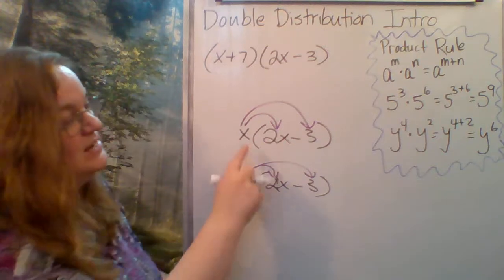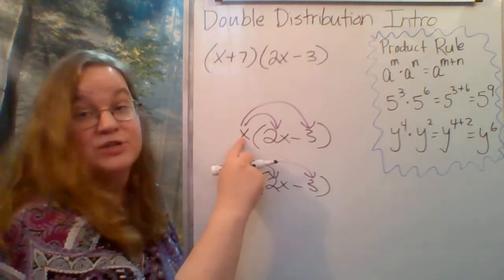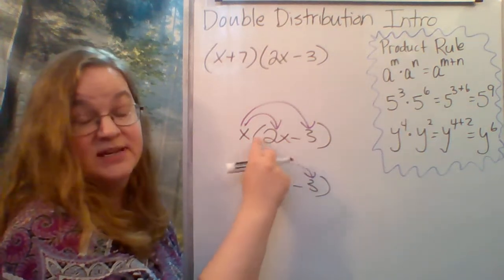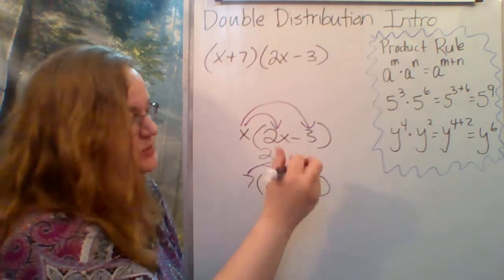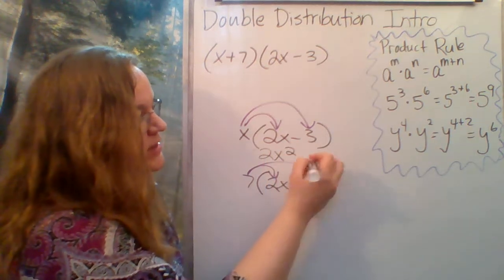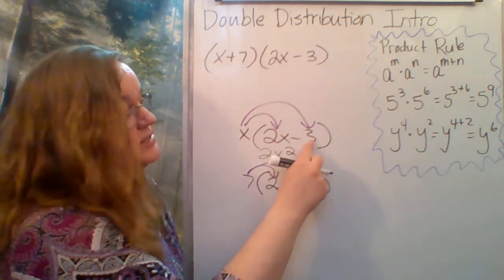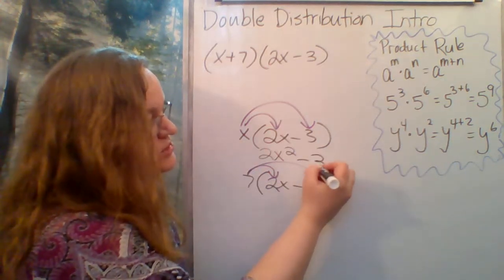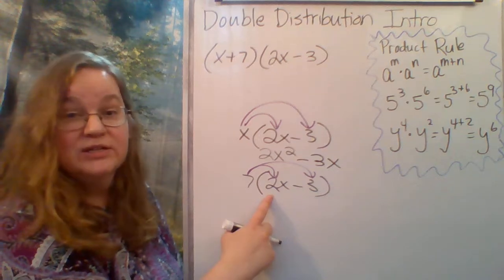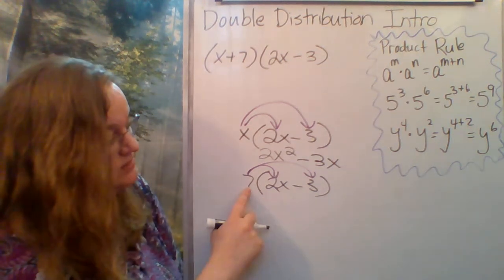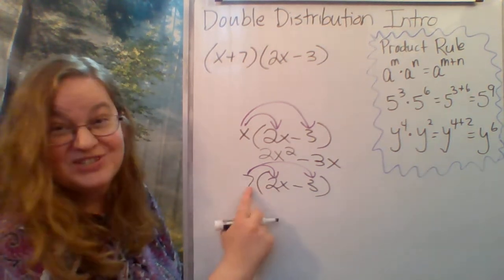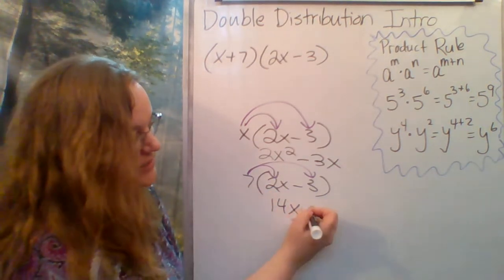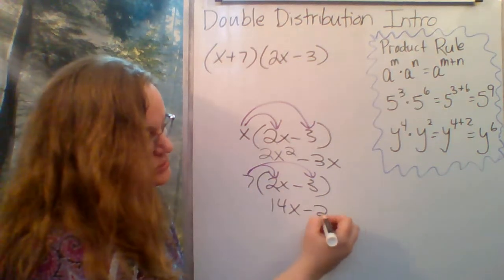So when I look at this, x times 2x, well, the coefficient's 1, so 1 times 2 is 2. And then x times x, that's x to the first times x to the first, and 1 plus 1 is 2, so it's x squared, minus, and I only have a 3, I don't have an x here, so 3 times the coefficient would be 1, so 3 times 1 is 3, so it's just 3x. When I take a look at this one, 7 is just, there's no x, so it's just the coefficient. 7 times 2 is 14, so that's 14x, minus 7 times 3 is 21.